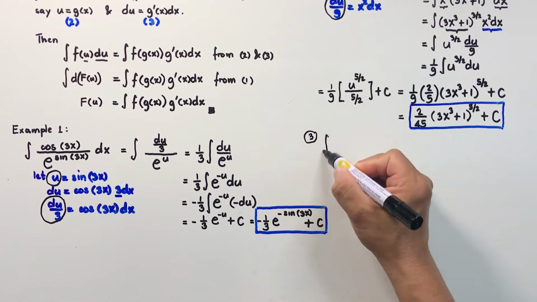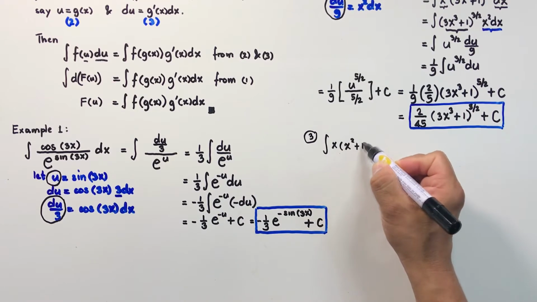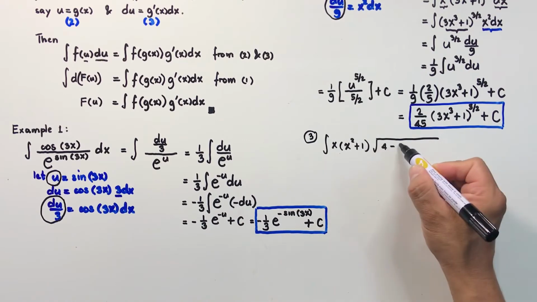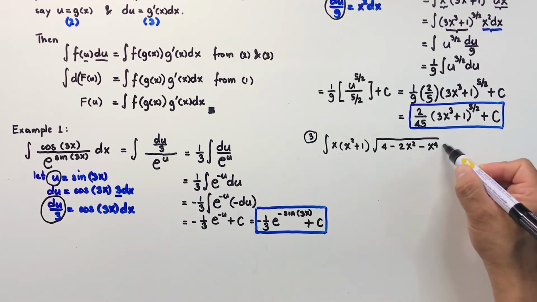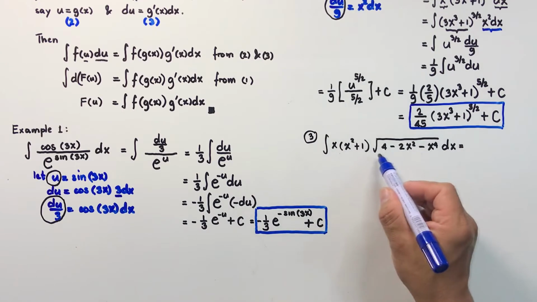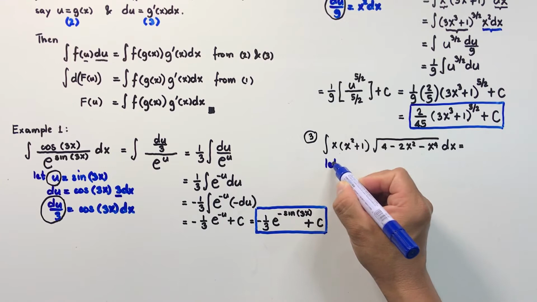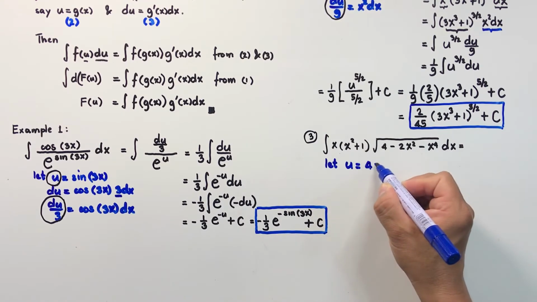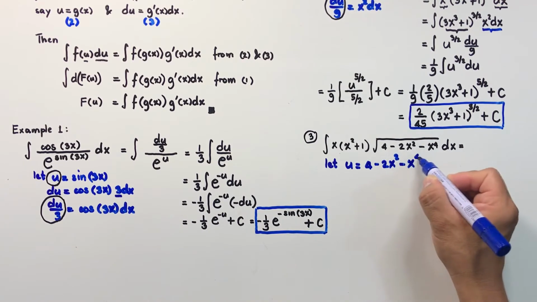What is the integral of x times x squared plus 1 times the square root of 4 minus 2x squared minus x to the power of 4 dx? Now looking at our radicand here, we suspect that that would be our right value of our u here. So u is equal to 4 minus 2x squared minus x to the power of 4.